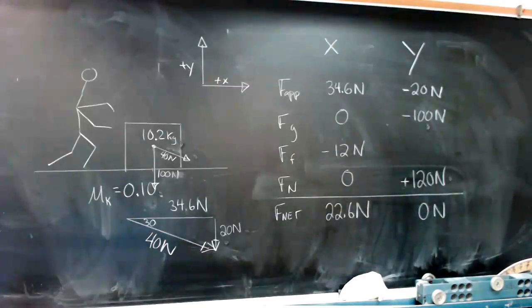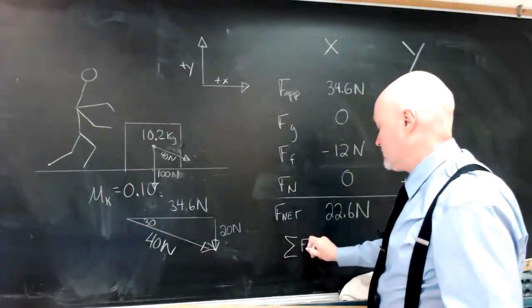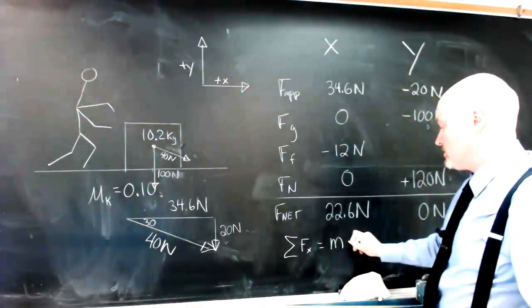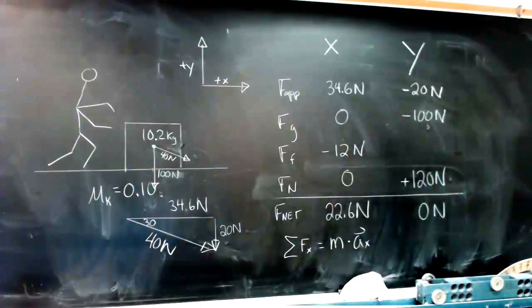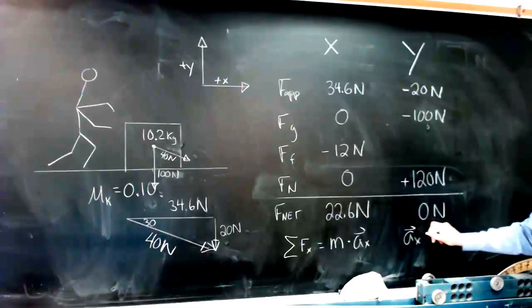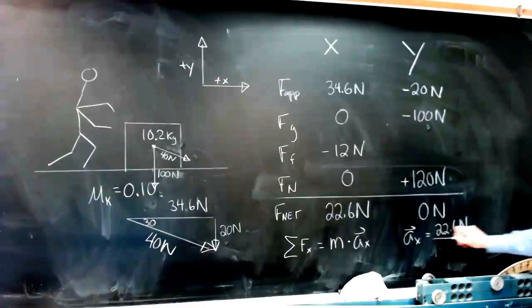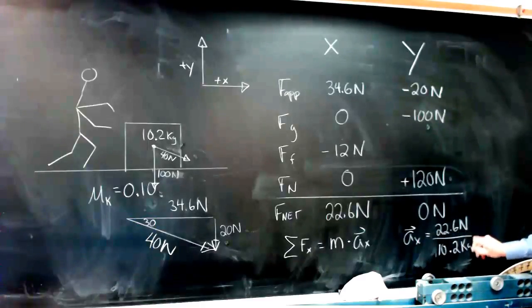And so now we are ready to go with our sum of forces in the x direction is equal to the mass times the acceleration in the x direction. And of course we turn it into an acceleration problem. 22.6 newtons divided by our magically 10.2 kilograms.